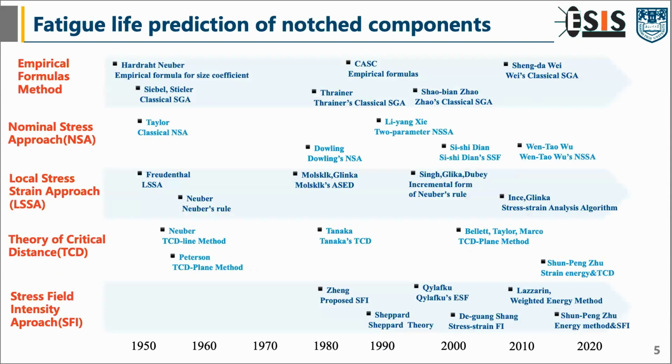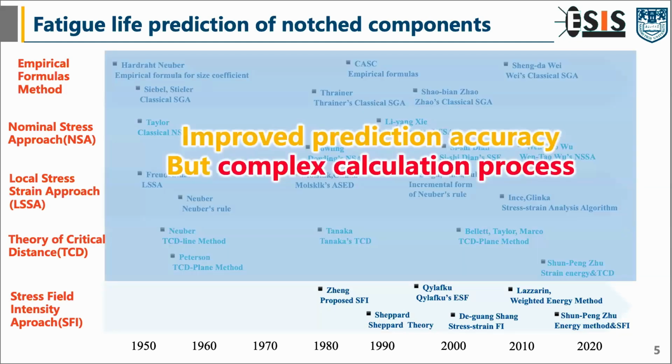And here we give the popular fatigue life prediction models of notched components. As you can see, we have divided them into 5 types based on their methodologies, like nominal stress approach, local stress strain approach, stress field intensity approach, and so on. However, although they have improved prediction accuracy, most of them have complex calculation processes.